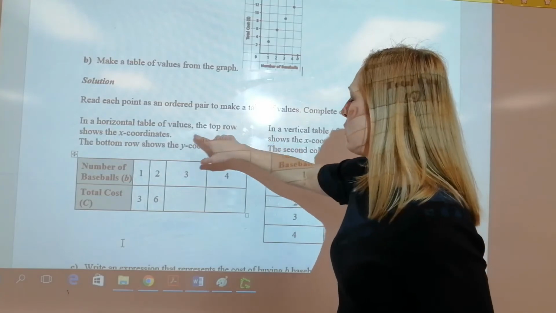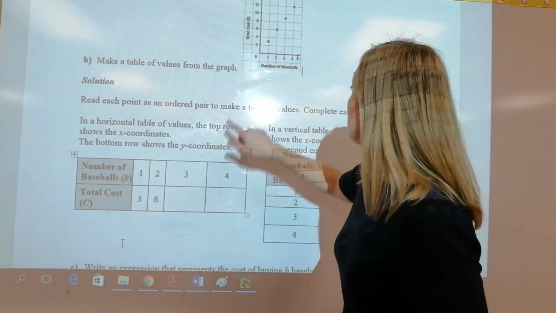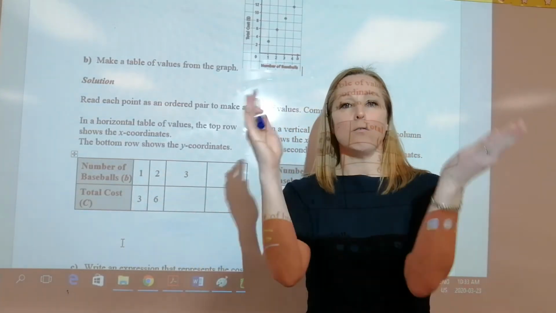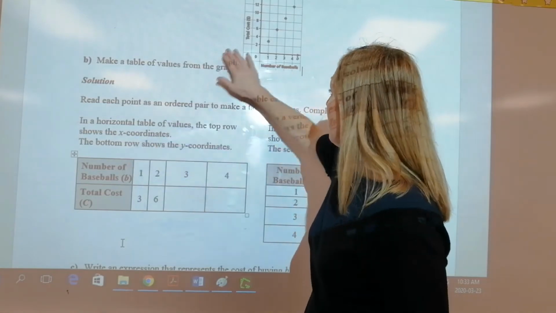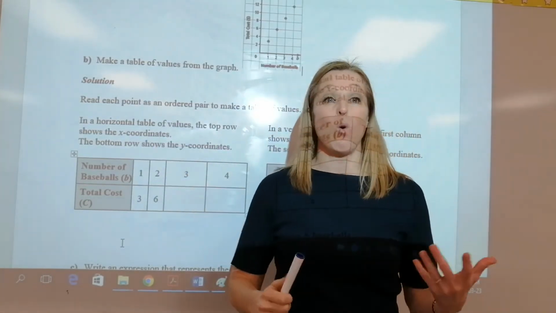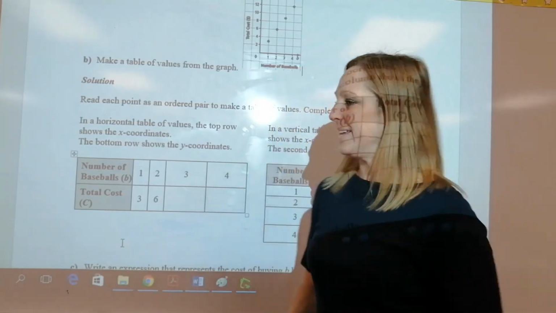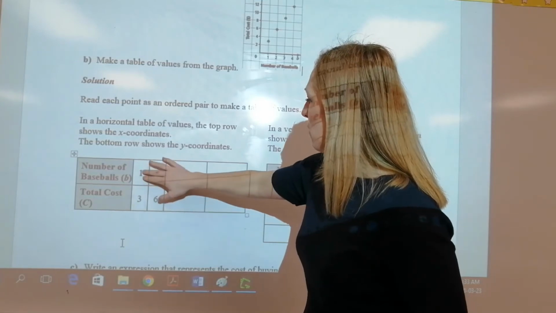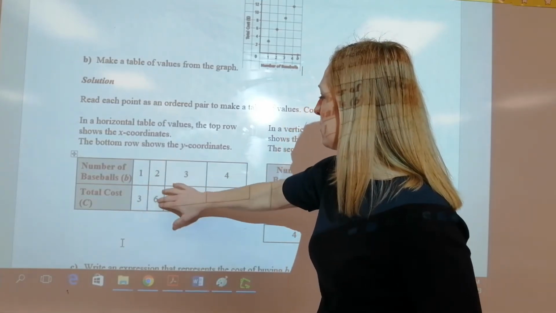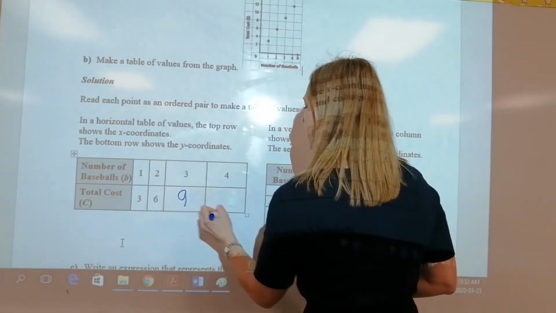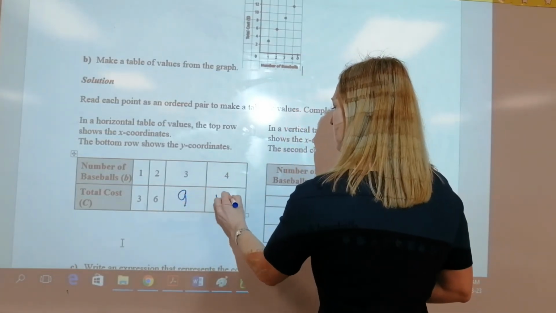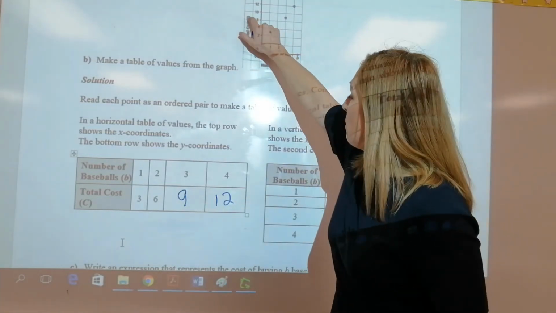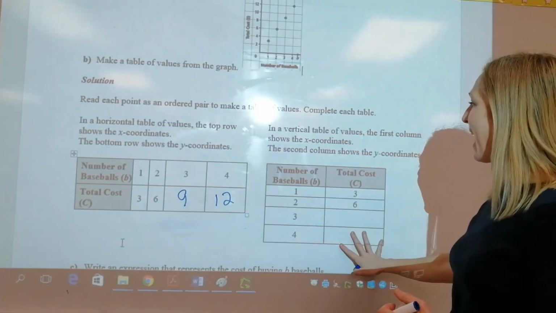In the horizontal table of values, the top row shows the x-coordinate, which is B, and total cost. You have to make sure not to mix those up. The first one has to be X, second one has to be Y, just like X comes before Y in the alphabet. Number of baseballs, cost. For 1 ball, $3. 2 balls, $6. 3 balls, $9. 4 balls, $12. Now I don't need to put in a dollar sign each time because it's already here on my graph.